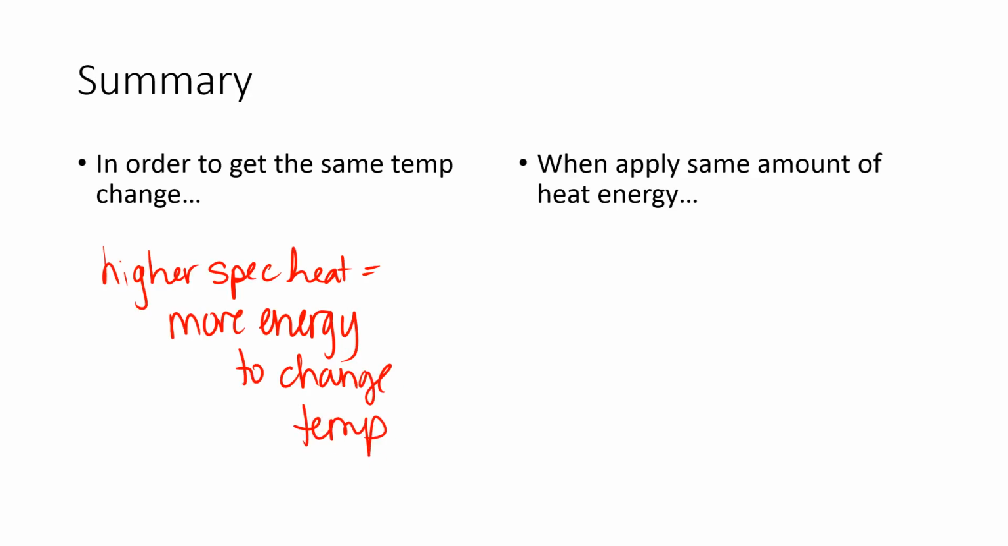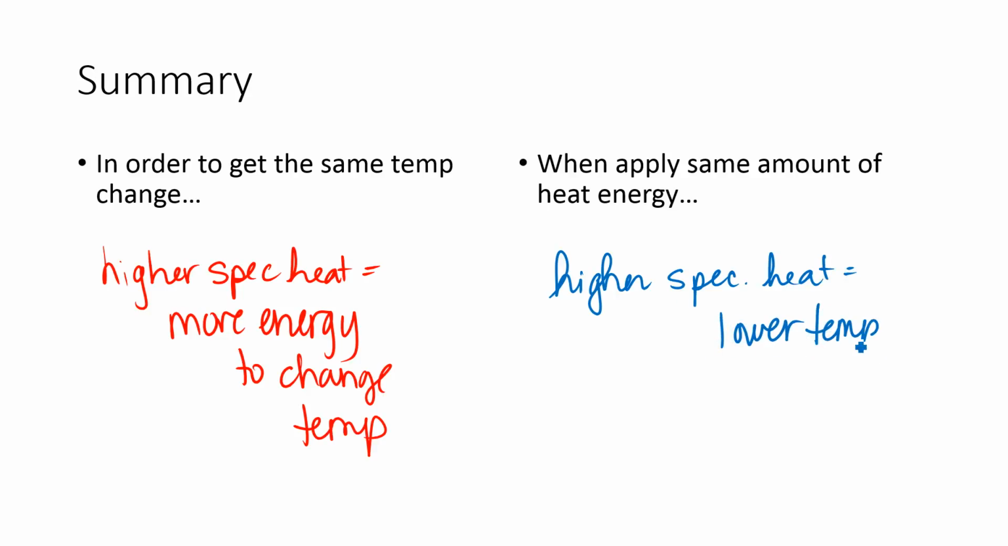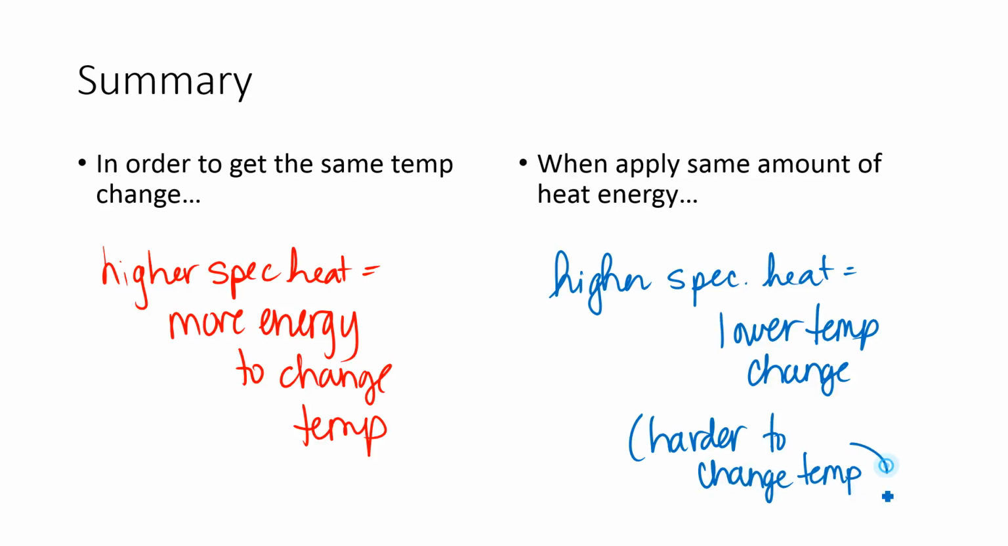Or if you think about the scenario, if you apply the same amount of energy to your 2 samples, the one with the higher specific heat will have a lower temperature change, because you can think of it as harder to change the temperature. Harder meaning it requires more energy to change the temperature.